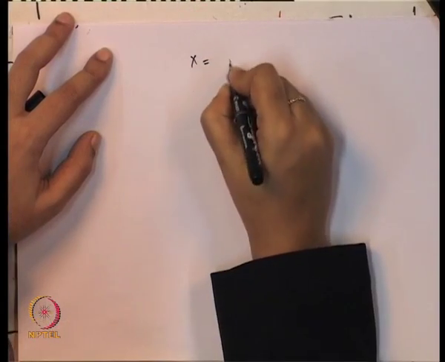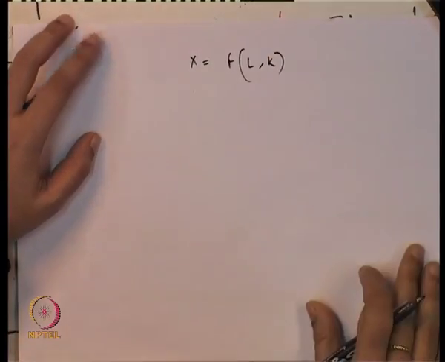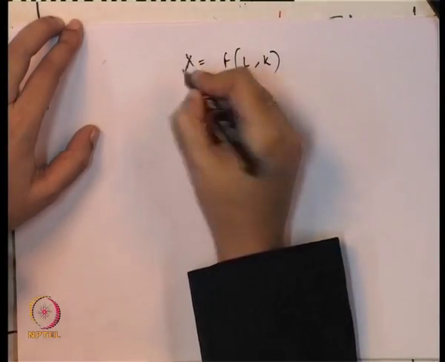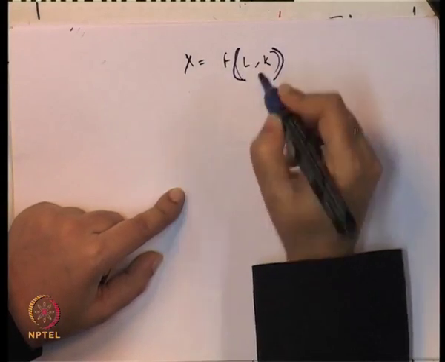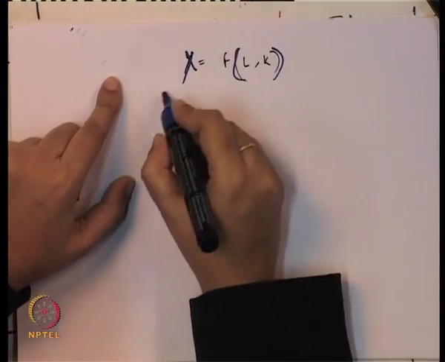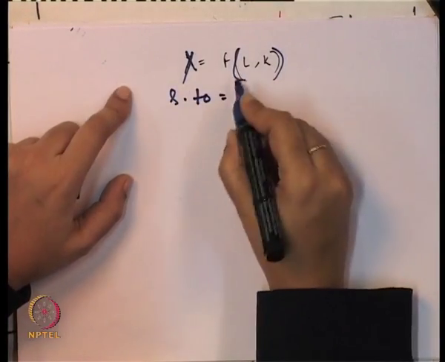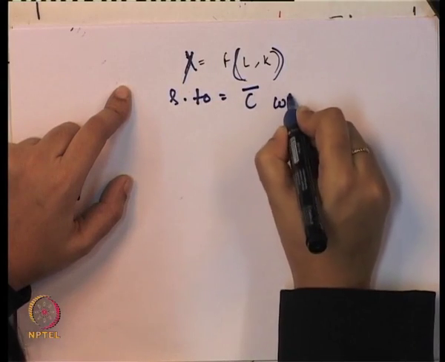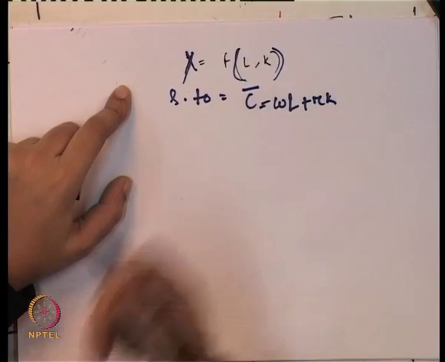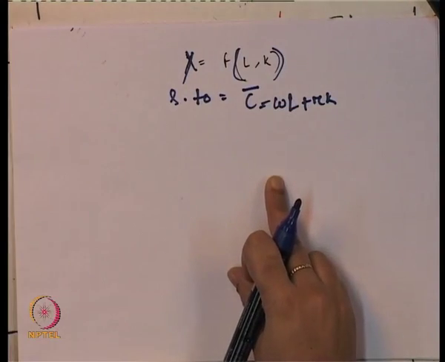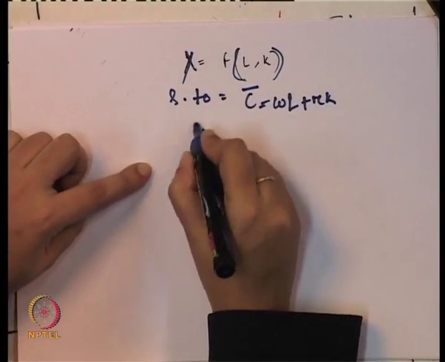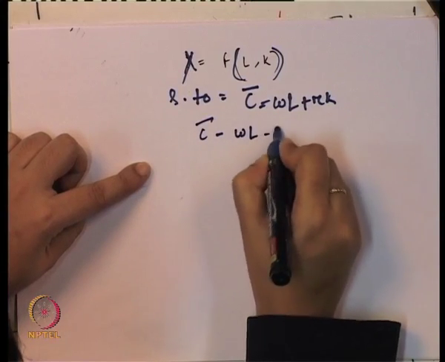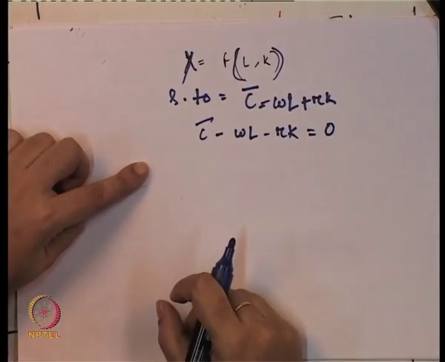So, if this is the production function, where x is a function of labor and capital, how can we find the equilibrium condition? Here there is a constraint, subject to C bar, that is W L plus R K. If you remember, this is your isocost. If we rewrite this constraint, then C bar minus W L minus R K has to be equal to 0.